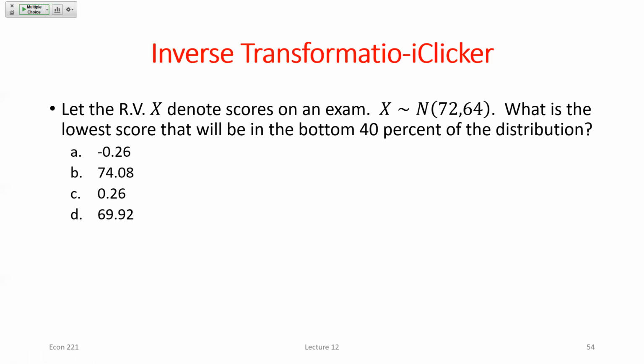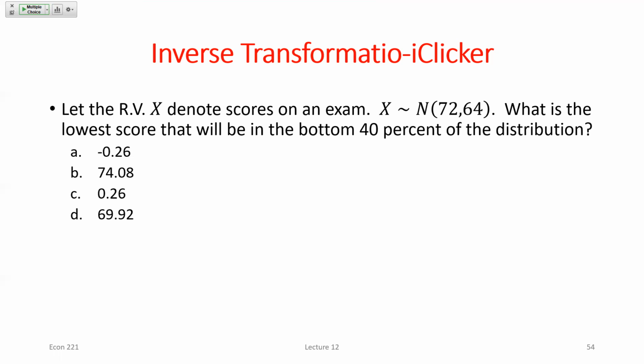So what I'm looking for: I've got this normally distributed variable, mean of 72, variance of 64, so a standard deviation of 8. And I said, I want to know what this x value is that gives me an area of 0.4 in that lower left tail. So when I'm looking up that z-score, I want the z-score that would give me 0.4 in that lower left tail. Okay? We're all okay up to that point.